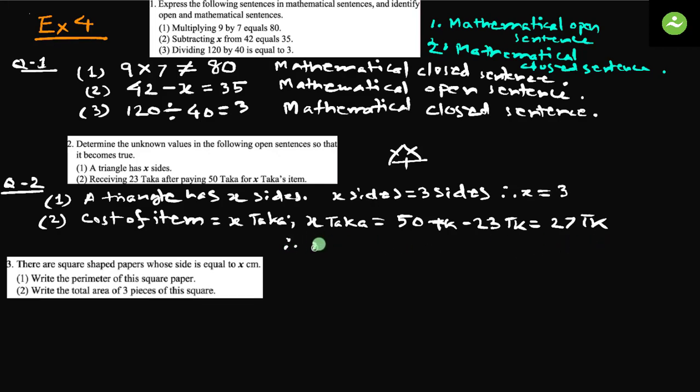Therefore x equals to 27. Now if x equals to 27, then the cost of the item will be 27 taka. So this is true. We have to determine the unknown value in the open sentence so that it becomes true. So they said you receive 23 taka after paying 50 taka, and what is the value of x? If you receive 23 taka once you pay 50 taka, that means the value of the item is 27 taka. That means x equals to 27. So we have determined the value of x. Answer, x equals to 27.